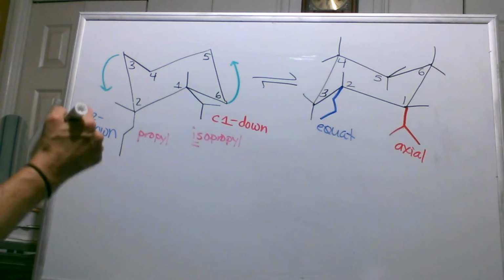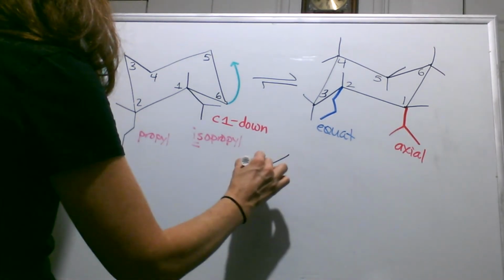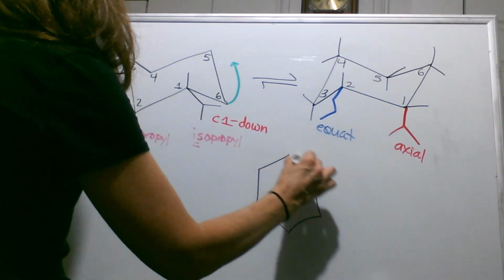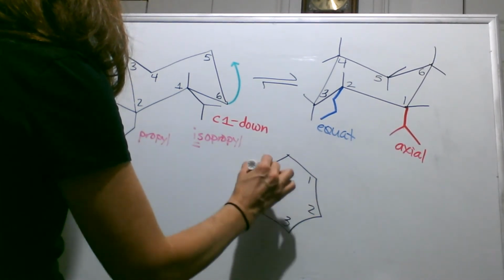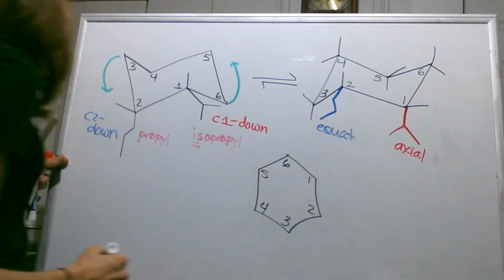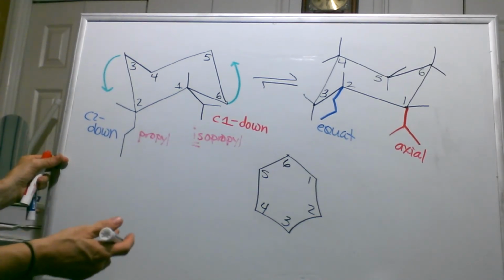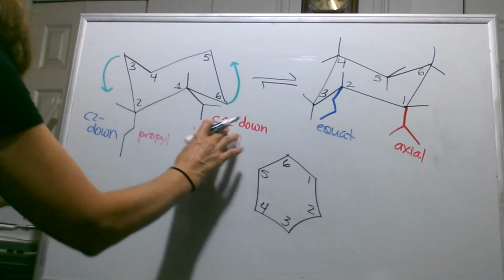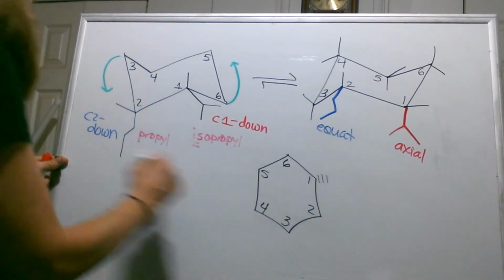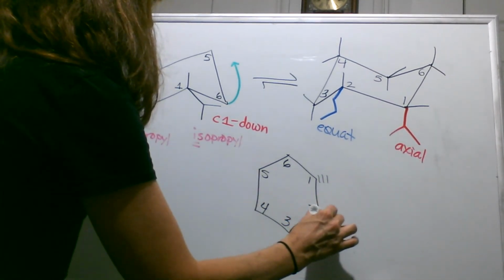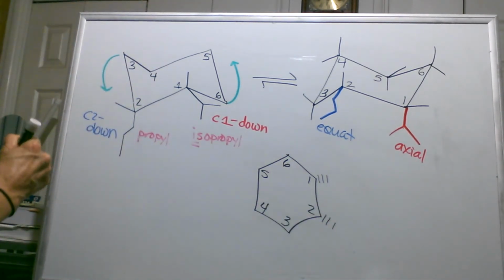So the last thing that we need to do with this problem is sketch the perspective drawing. So we write our cyclohexane, number the carbons, and then determine in which direction the substituents are pointing. So carbon 1 is pointing down. We draw that as the dash. Carbon 2 is also pointing down, so we will also draw that as a dash.